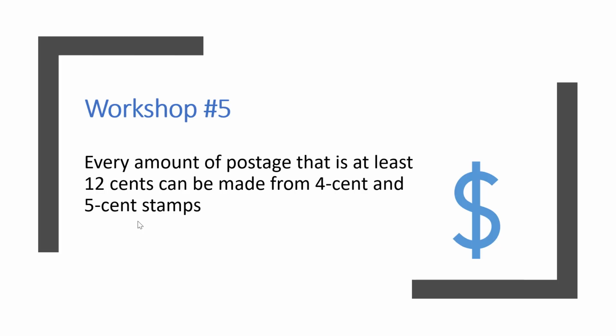So we'll look at the next, an interesting example of using postage. We want to show that every amount of postage that is at least 12 cents can be made from 4 cent and 5 cent stamps. In this case, we are using strong induction to prove something really interesting: that if you only have 4 cent and 5 cent stamps, any amount of postage that is at least 12 or more, so it could be 12, 13, 14, 15, and so on, can be made from them.